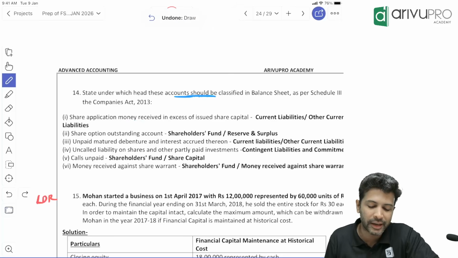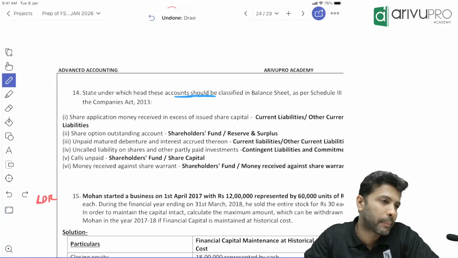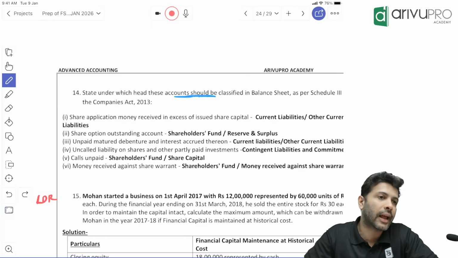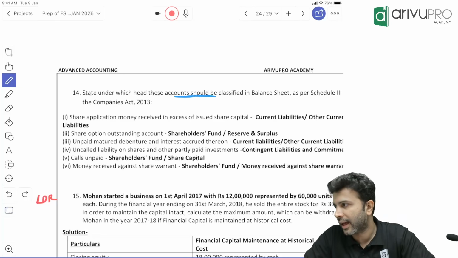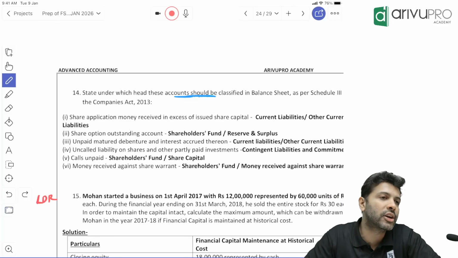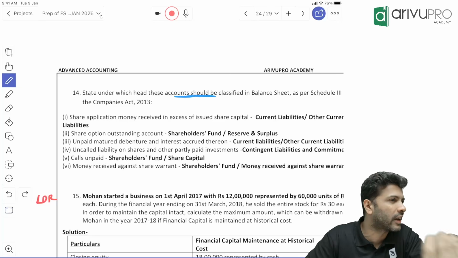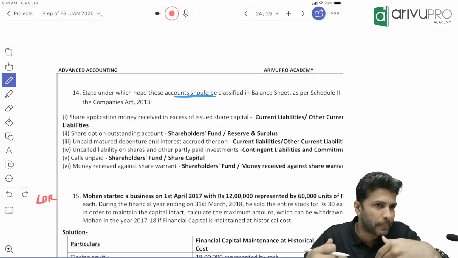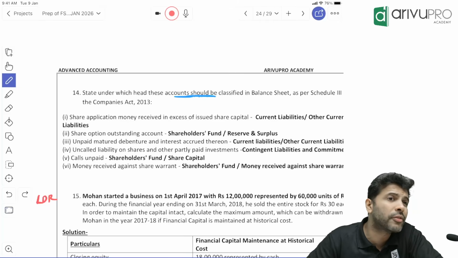Share application money received in excess of issued share capital. So let's say shares got allotted worth only 10 lakh, but the shareholder paid 15 lakh. Shareholder paid how much to the company? 15 lakh, but shares got allotted only to the extent of 10 lakh, because in case of excess allotment, the company does pro rata allotment, no? So what will the company do with that excess money? Keep it or refund it? That means the company will have a liability to refund that amount.